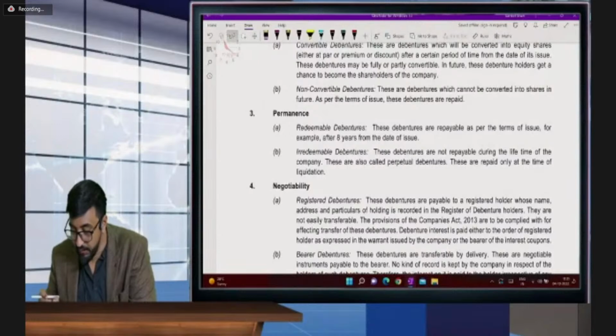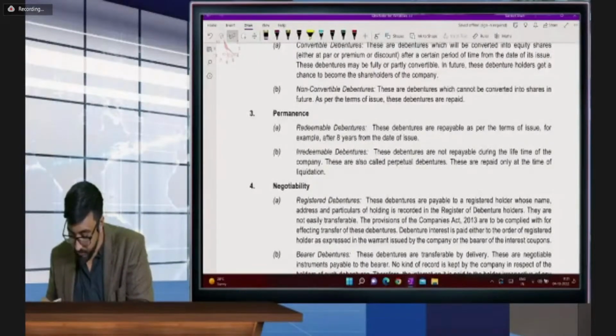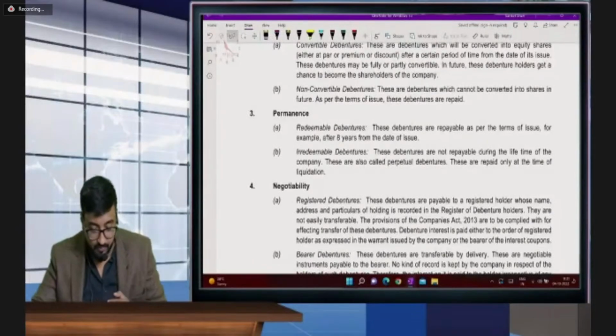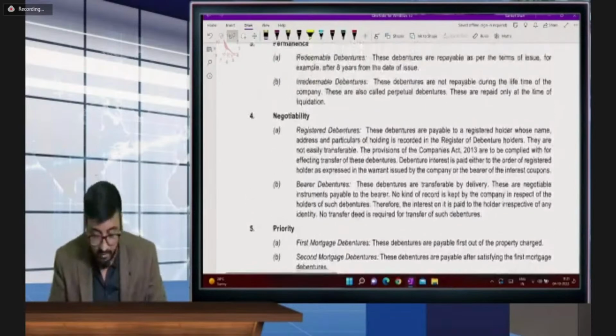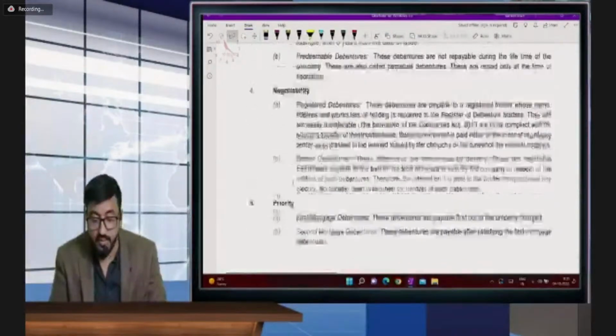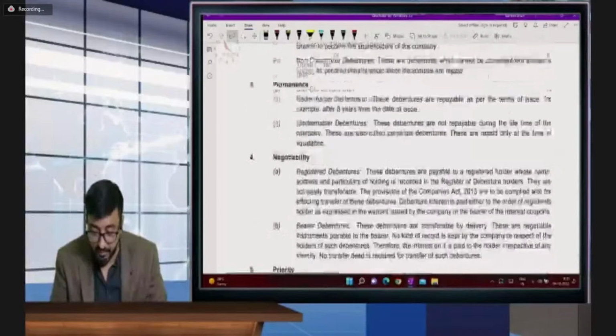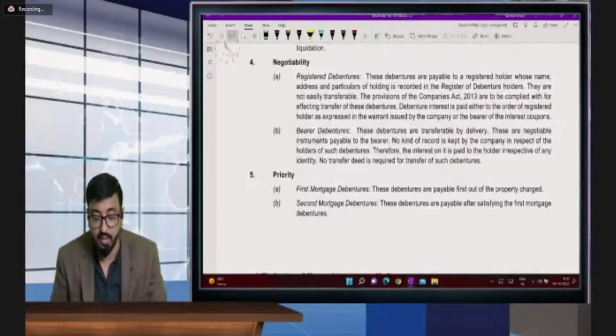Yes, any doubt till now? Yes, beta. Unsecured debentures is not there. Negotiability nowadays, after Companies Act, negotiability, beta, registered and bearer.